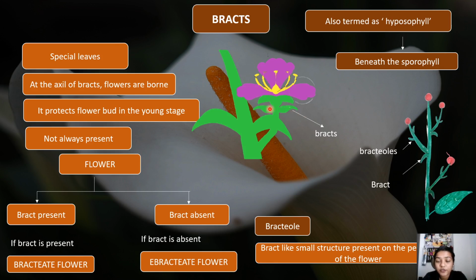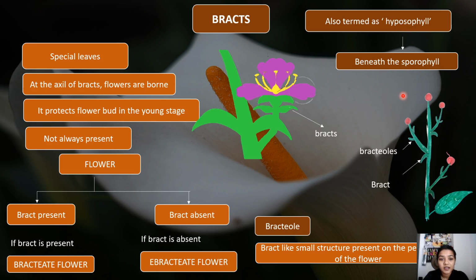इसको हाइपोसोफिल क्यों बोलते हैं? क्योंकि ये स्पोरोफिल के नीचे प्रेजेंट होता है. तो स्पोरोफिल यूजुअली क्या होता है? ऐसा लीफी स्ट्रक्चर जो स्पोर्स को, रिप्रोडक्टिव ऑर्गन्स को बेयर करता है, राइट? सो दिस फ्लावर, ये जो फ्लावर हम देखते हैं ये हमारे लिए स्पोरोफिल है, राइट? बिकॉज इसमें रिप्रोडक्टिव स्ट्रक्चर्स प्रेजेंट हैं. सो इस रिप्रोडक्टिव स्ट्रक्चर के नीचे ब्रैक्ट्स प्रेजेंट हैं और इसलिए ब्रैक्ट्स को हाइपोसोफिल्स भी बोलते हैं. हाइपो मीन्स बिलो, राइट?